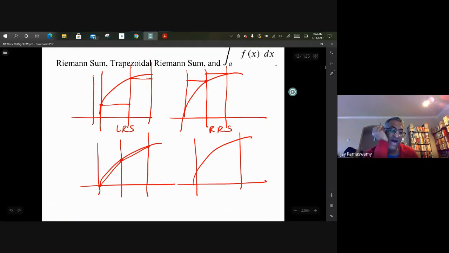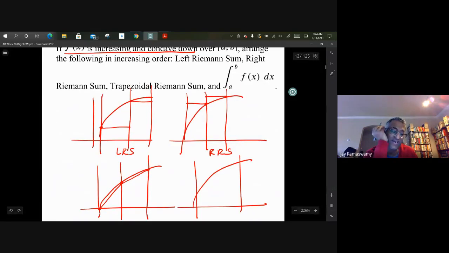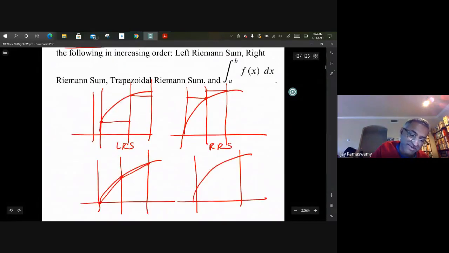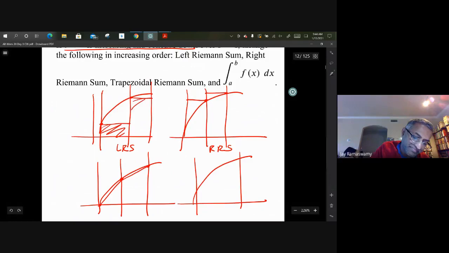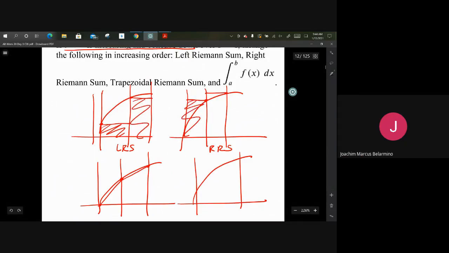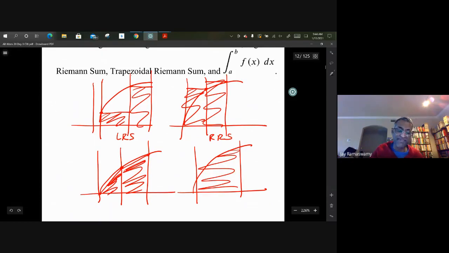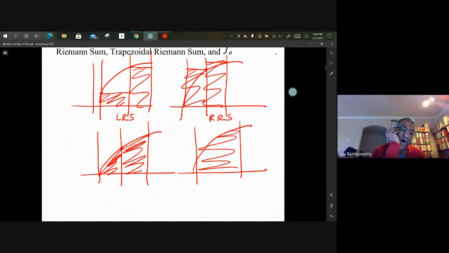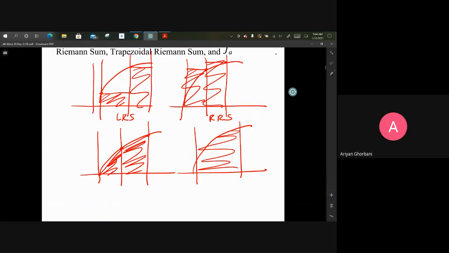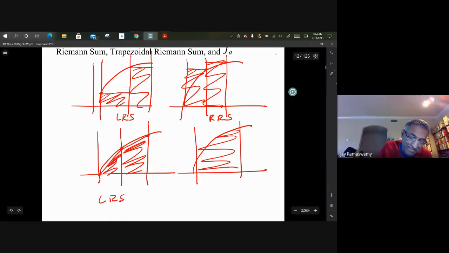And the question now says, pay attention to the question. The question says, arrange these areas in increasing order. So I'm shading this for you so the answer becomes obvious. I encourage you to do this. Underestimate. Okay, he's going on the right track. So we'll go with the under guy first and the over guy. Which is the smallest of these areas? LRS. Right. The left Riemann sum is the smallest of these areas. Is that obvious?